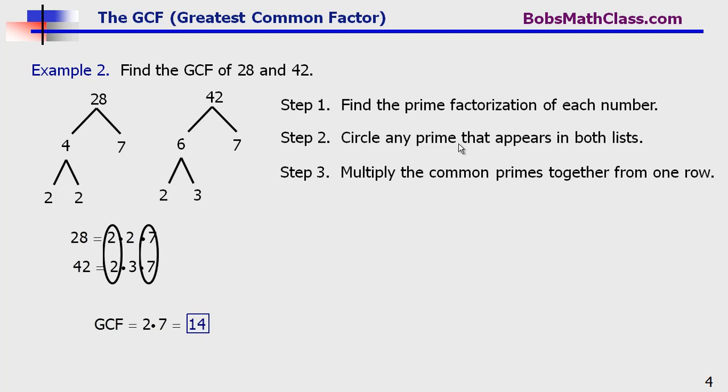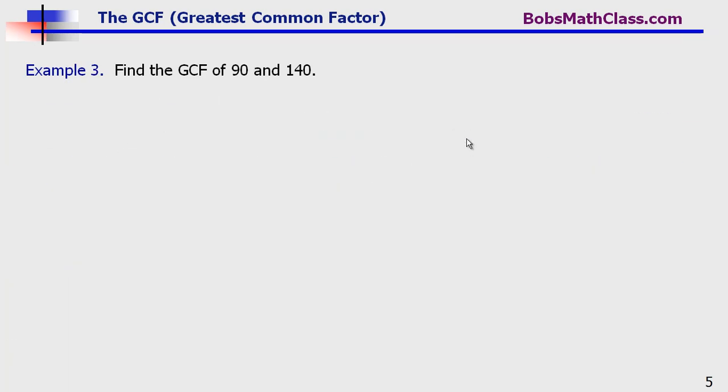Sometimes some people might have tried to do it in their head and just say, oh, 7. 7 is the biggest number that goes into those. And they would have been incorrect. 7 is not the greatest common factor. 14 is the greatest common factor. Okay, let's do the next problem.